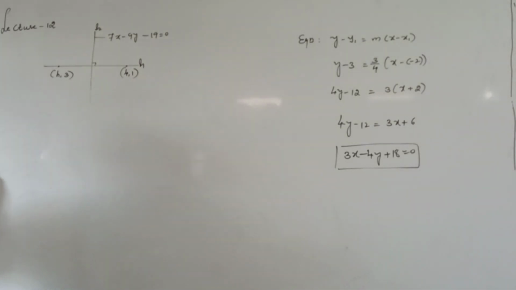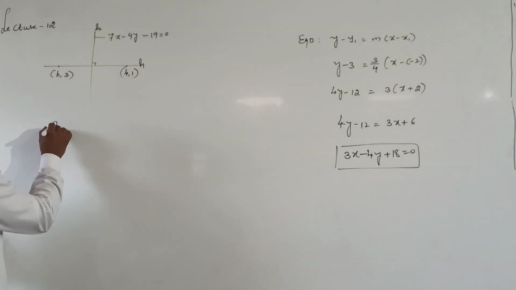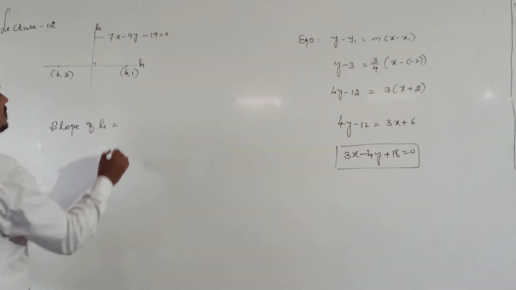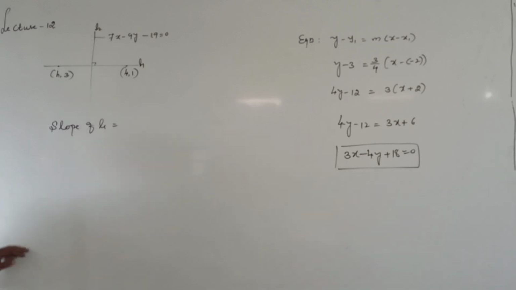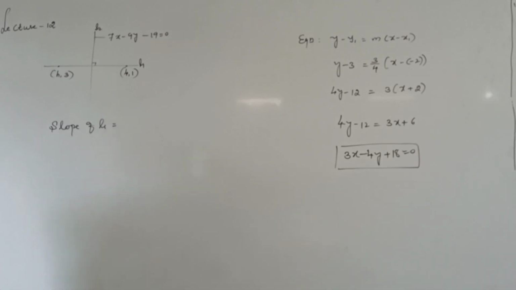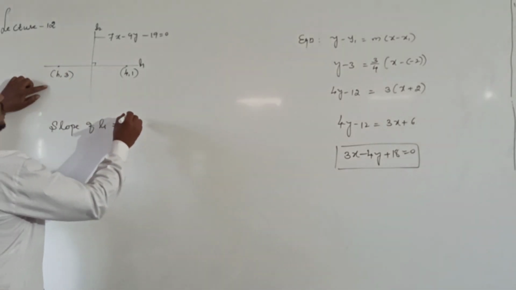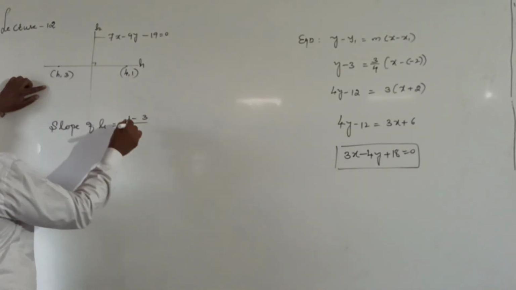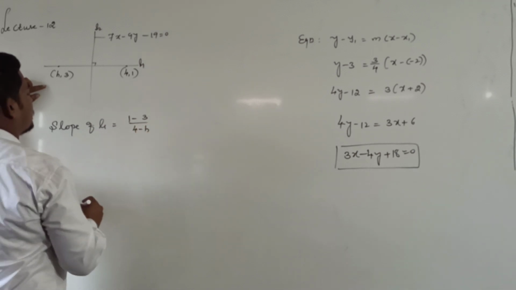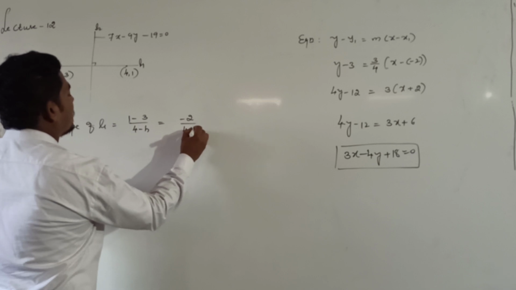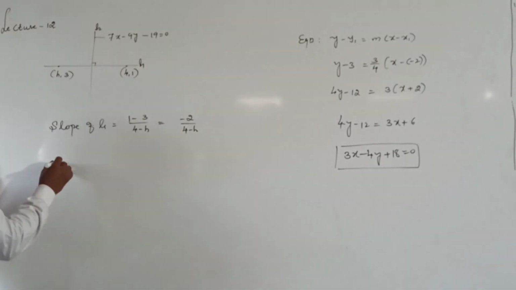Can you tell me the slope of L1? Clearly they have given 2 points. Use the 2 point formula, the slope of the line joining 2 points x2 y2 and x1 y1: y2 minus y1 divided by x2 minus x1. That is minus 2 divided by 4 minus h. This is the slope of line 1.